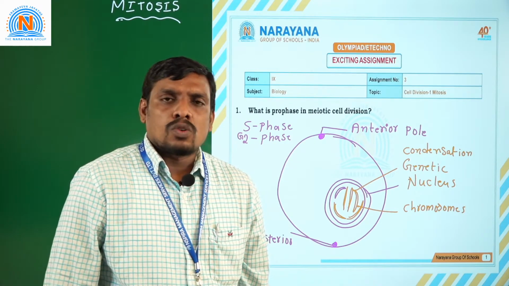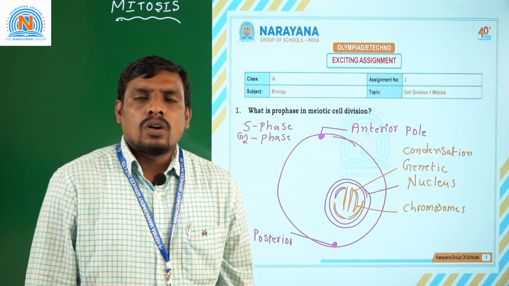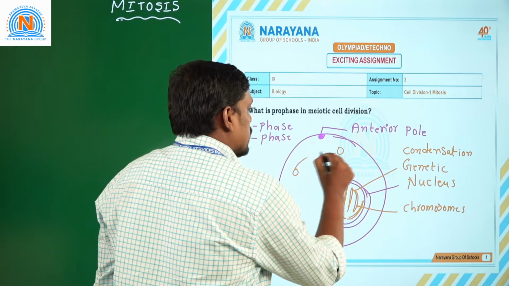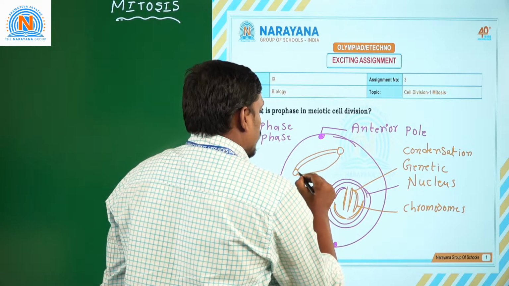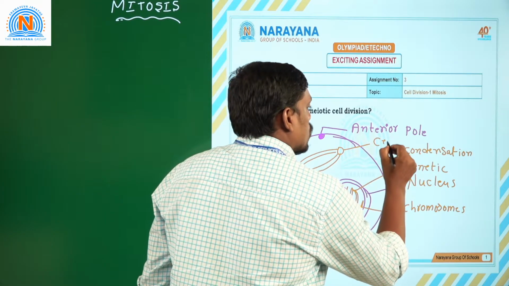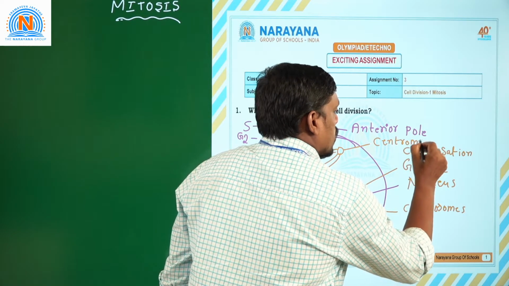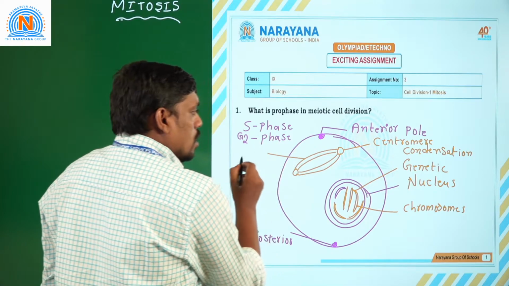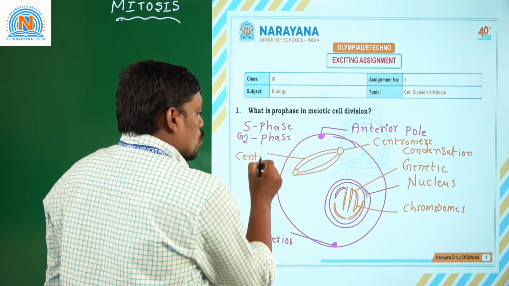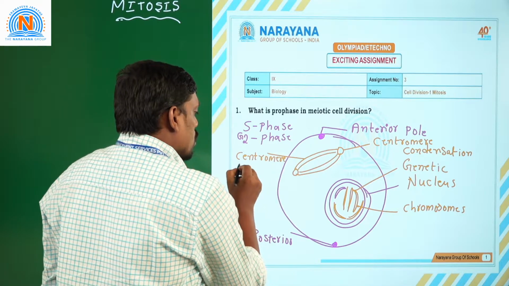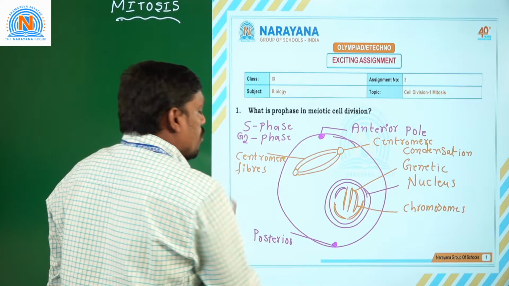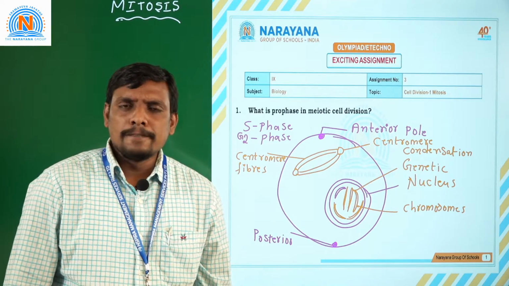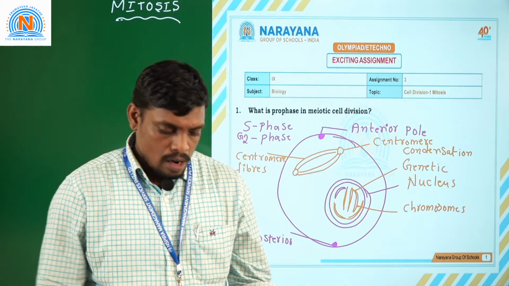Along with these chromosomes, what other changes can you see in prophase? You can see the centromeres here. In prophase, these centromeres form fiber-like structures called centromere fibers. Later on they form spindle fibers, as we know very well. These spindle fibers help in pulling the chromosomes towards their opposite ends.